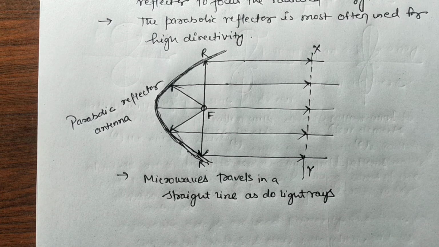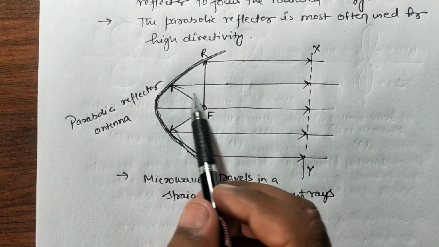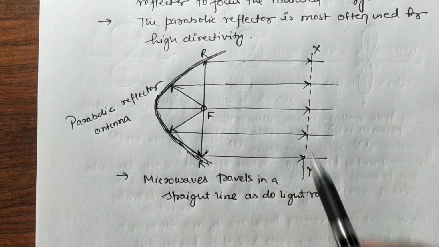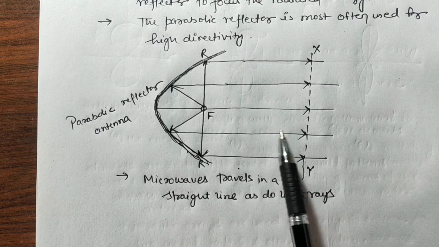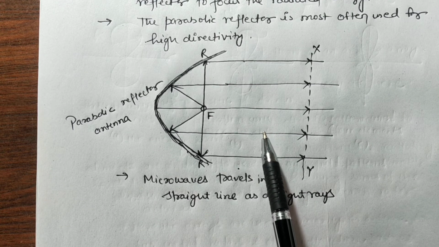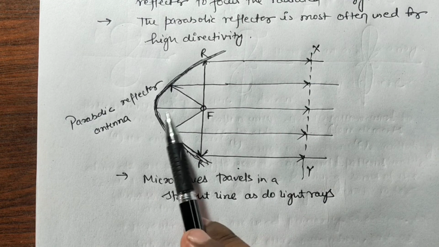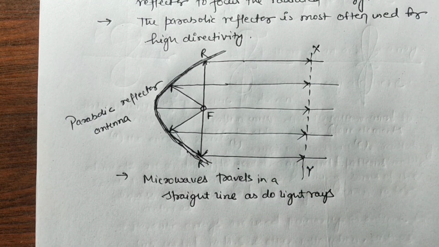paths. And because of this spherical shape of a parabolic surface, all paths from F to the reflector, and back to the line XY are of the same length. Therefore, when the parts of the fields are reflected from the parabolic surface, they travel to the line XY in the same time.